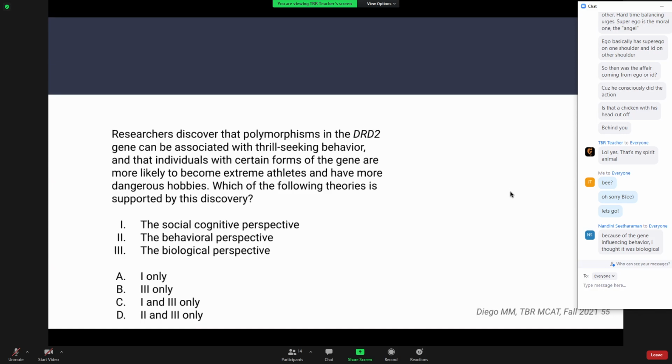Perfect. So gene influencing behavior. Yeah, and the thought was that it's biological. Perfect. So you're entirely right, Nandini. You're so right that the moment you see DRD2, you should be thinking biological perspective, because how else would you look at the perspectives of looking at genes? What else would it be other than biology, right? We don't know of any other perspective that cares about genes that isn't biology.